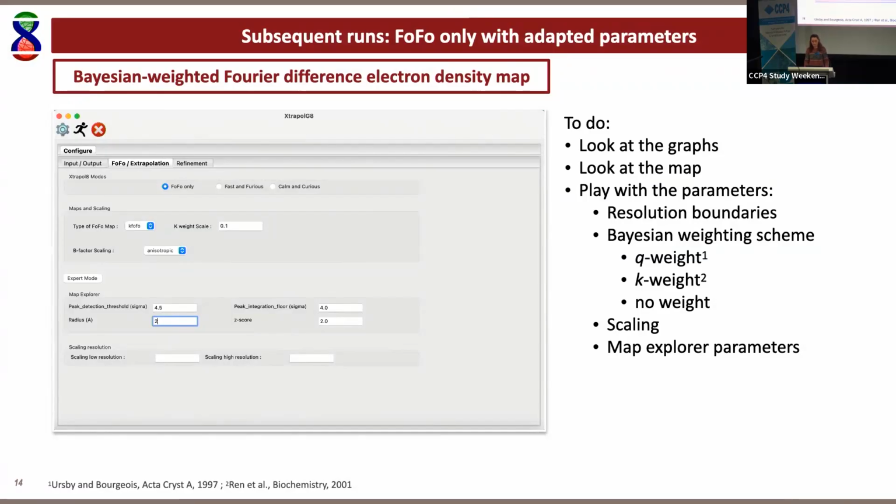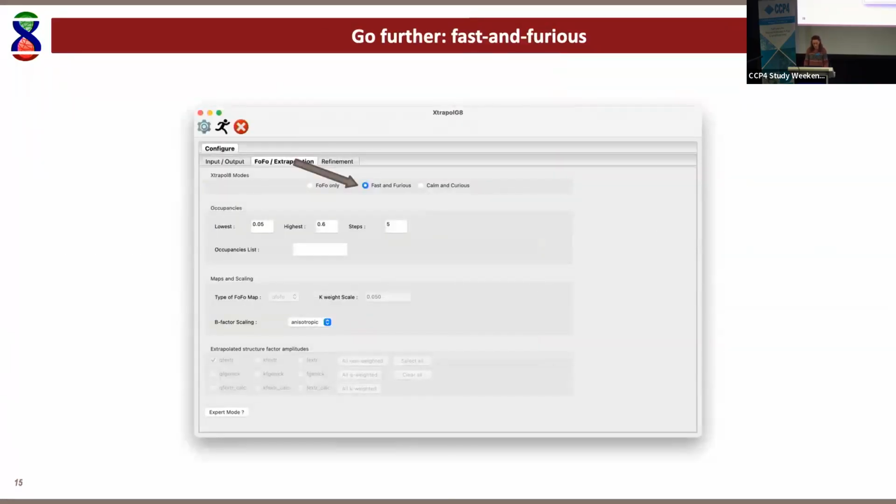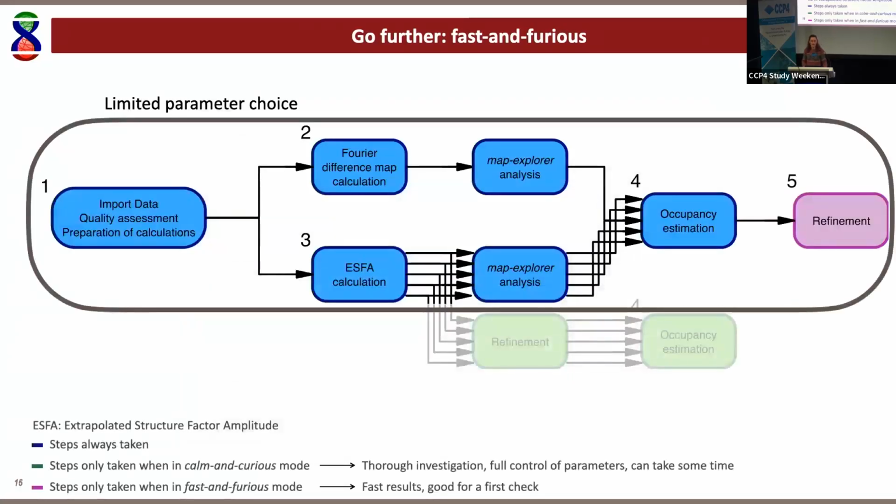So if you're done with playing a bit with those parameters and finding which set of parameters is best for you to calculate these FOFO maps, you can go to the second step and you can run Xtrapol8 in the fast and furious mode. In the fast and furious mode, we'll add a few steps to our Xtrapol8 pipeline. But important to know is that as a user, you only have a limited parameter choice. So there will be a lot of parameters that will keep their default values. This is because we want Xtrapol8 to keep running very fast in this mode, but it will make you a bit furious because you cannot change everything.